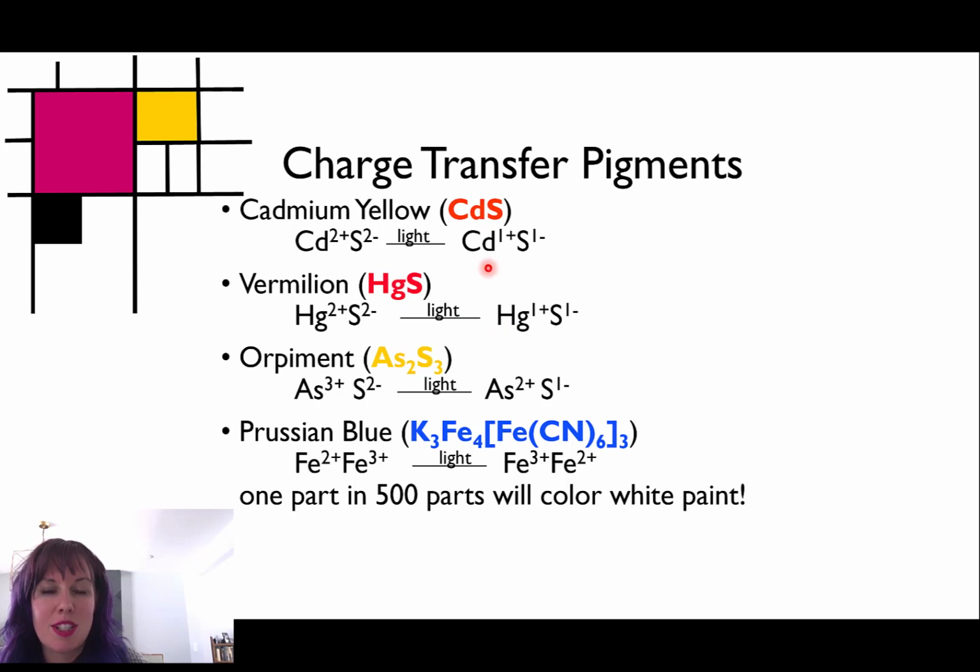And I just wanted to mention for pigments, cadmium yellow, vermilion, Prussian blue, all of these are charge transfer mechanisms for color.